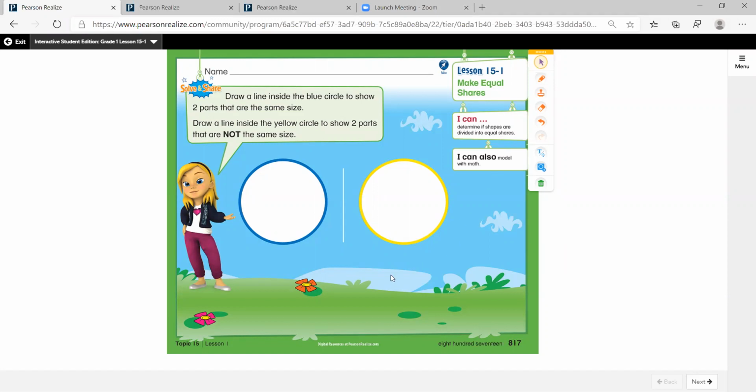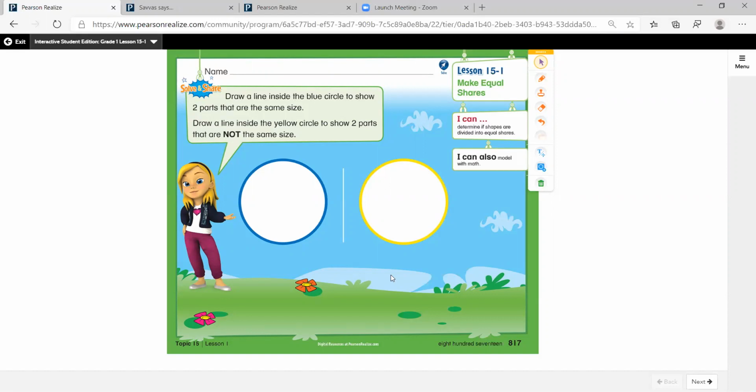Let's take a look at our solve and share question. Part 1 says draw a line inside the blue circle to show two parts that are the same size. Where could you draw one line to split the blue circle into two equal pieces? Try it.